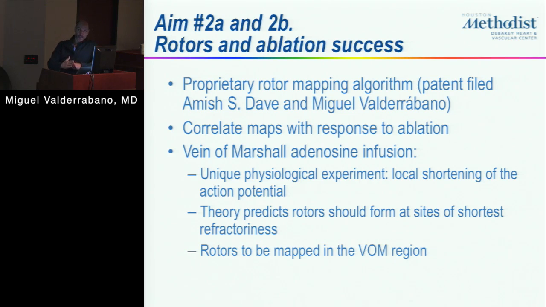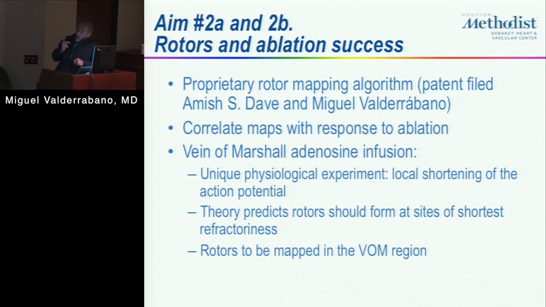The theory says that rotors will form in areas that have the shortest refractory period. Wouldn't it be cute? I mean, this is an experiment. You cannot do it in animals, but you can in humans, which is, let's give adenosine in the vein of Marshall. Adenosine is safe. We give it all the time. We give it as part of the procedure to test a technical aspect of the ablation.